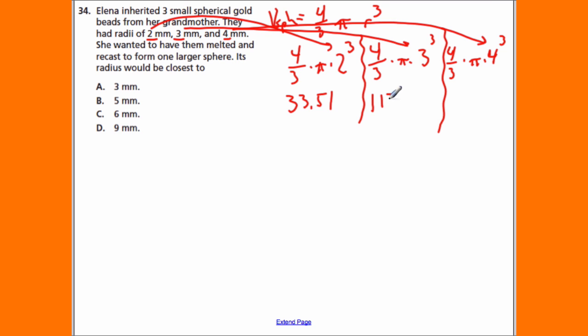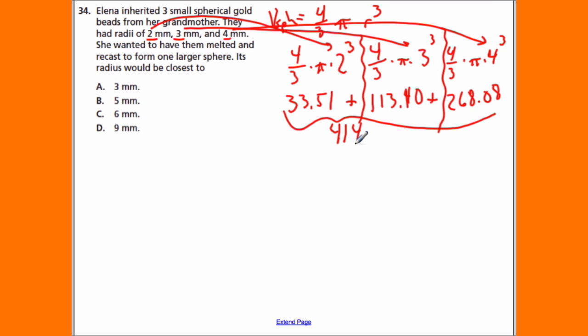You'd find that this is 113.10. And this one is 268.08. Well, those get melted down and combined. In other words, I need to add those up. It gives me a total volume of 414.69. But she wants to cast one larger one.